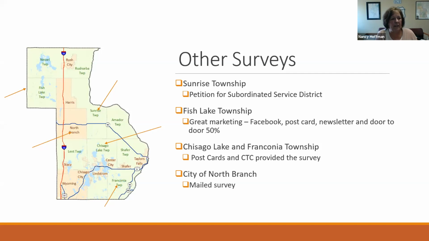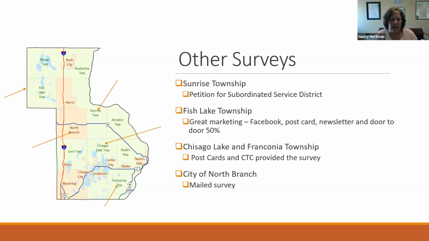Just one more, the city of North Branch. They have so many different providers and cannot seem to get one to come in and really bring faster speed broadband to the area. So they did a mailed survey. They actually mailed it out with a stamped envelope so people could mail it back. This was partially paid for also through a Blandin feasibility study grant. And I should mention that as well for Chisago Lake and Franconia. So those are some assistance you can use to get these surveys done.